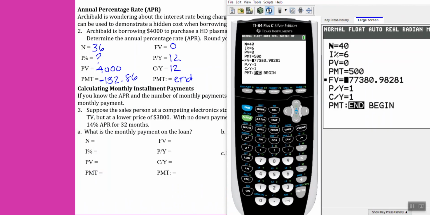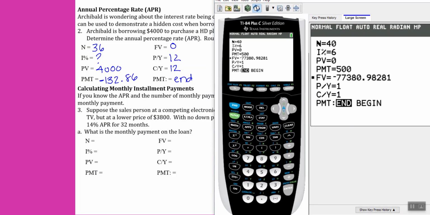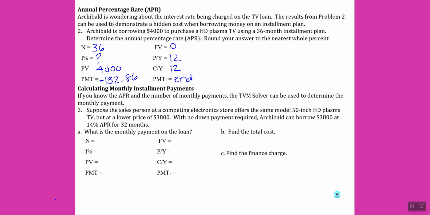So, N is 36. I am just going to leave I because we're going to come back and find that out. PV is 4,000. PMT is negative 132.86. Future value is 0. PY and CY are both 12. So then I'll go back up to I and press alpha enter, and that tells me that my APR is 12% interest.